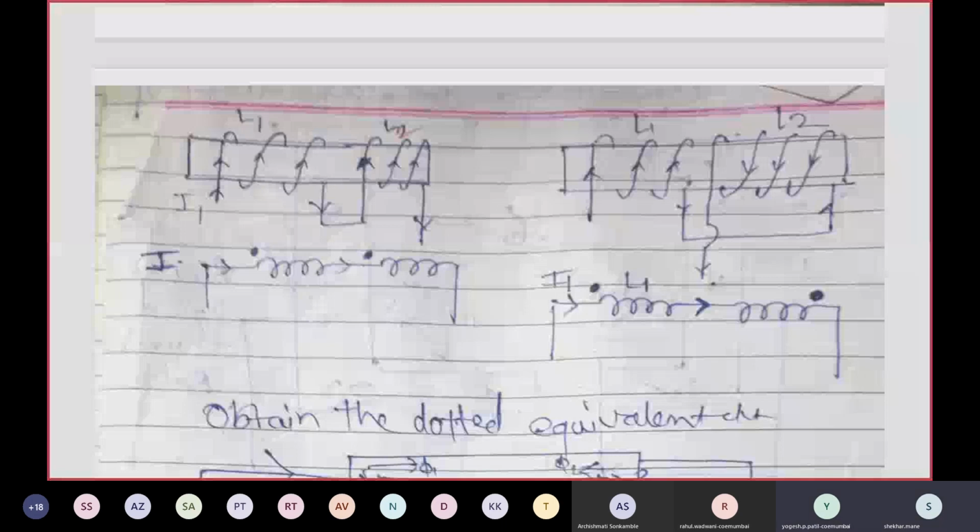This iron core is there and wire is wound, L1 and L2. Can you see this coil L1 and coil L2? The direction of current I1 is upside in L1 and L2, so both the directions are the same. That's why we can show it like this.